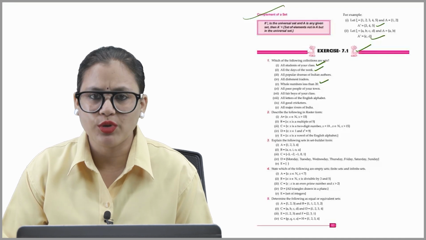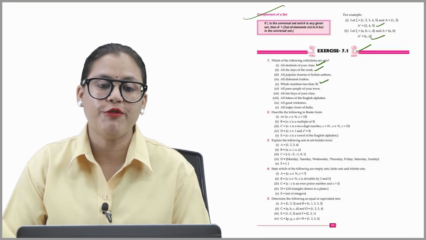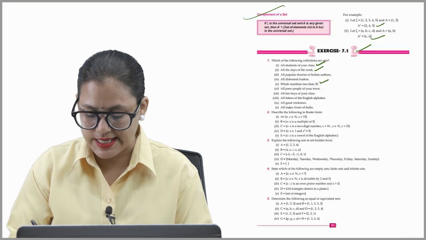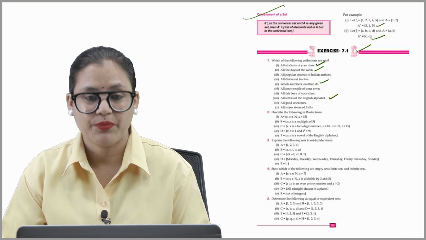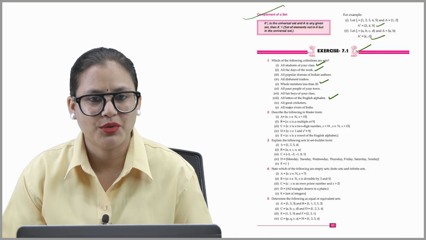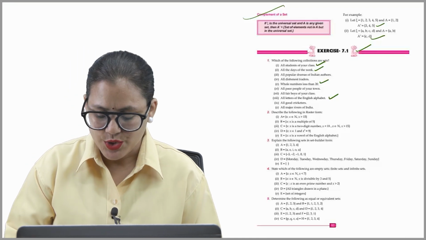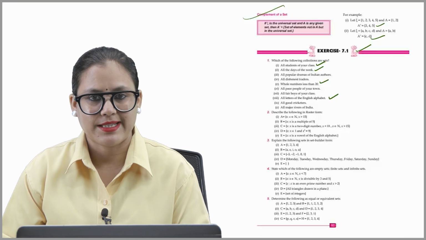All poor people of your town, no. All fair boys of your class, no. All letters of the English alphabet, yes, this is a collection of set. All good cricketers, no, good is a relative term, you know. All major rivers of India, no. Okay, so these are the collections that are sets.